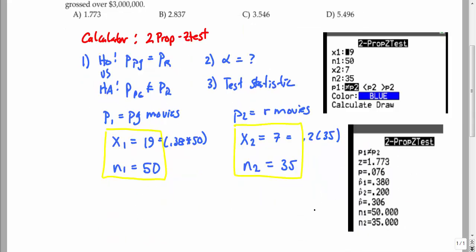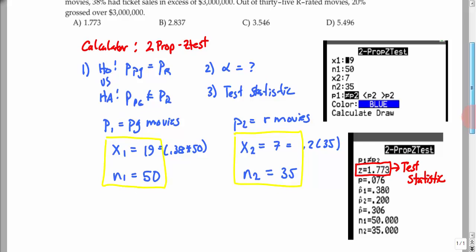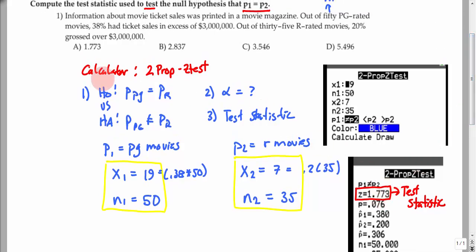Now if we look at this, this is kind of interesting. They say p hat 1 is 0.38. That comes from that 38%. P hat 2 is 0.2, which comes from this 20%. So the z value is my test statistic. Now they don't ask me for my p-value, but if they did, it would be 0.076. So coming back up here, I can see that my test statistic is 1.773. So A is my solution for number 1.